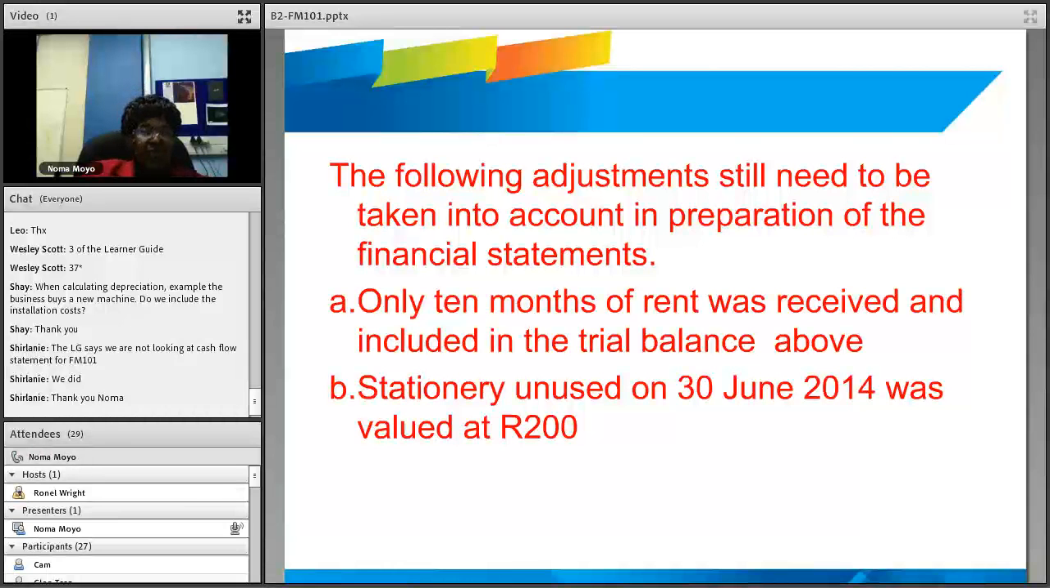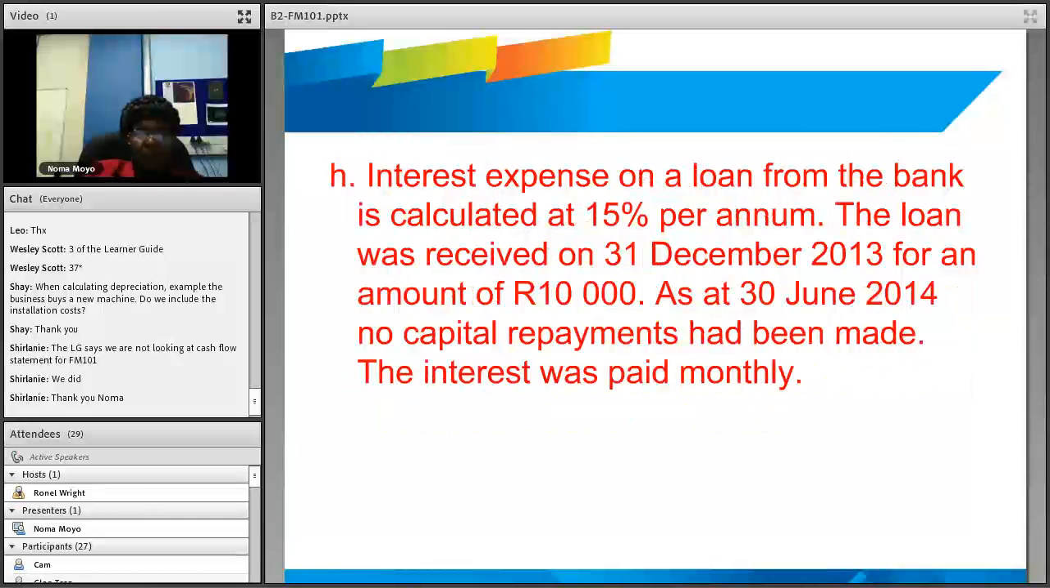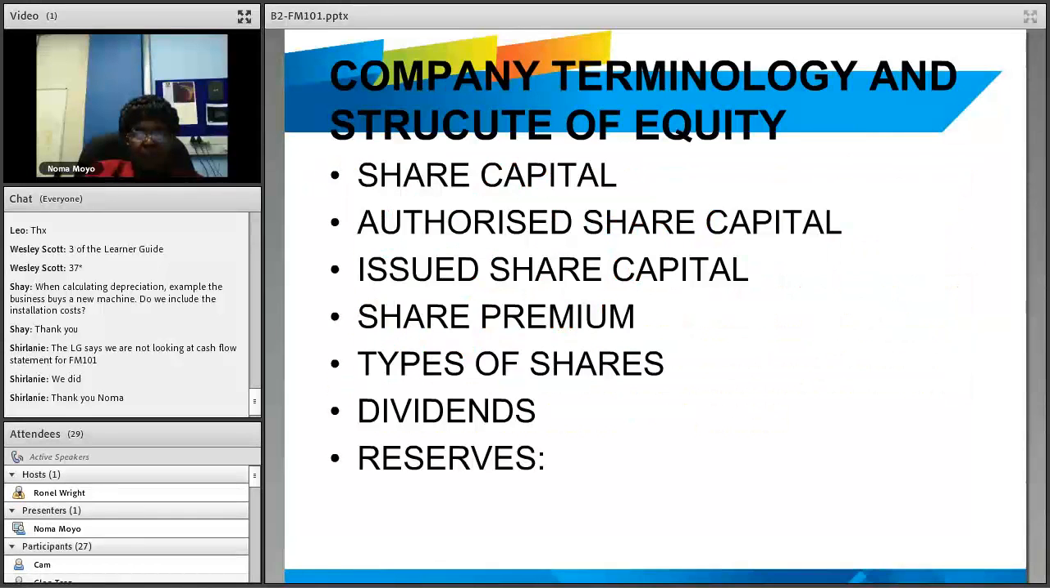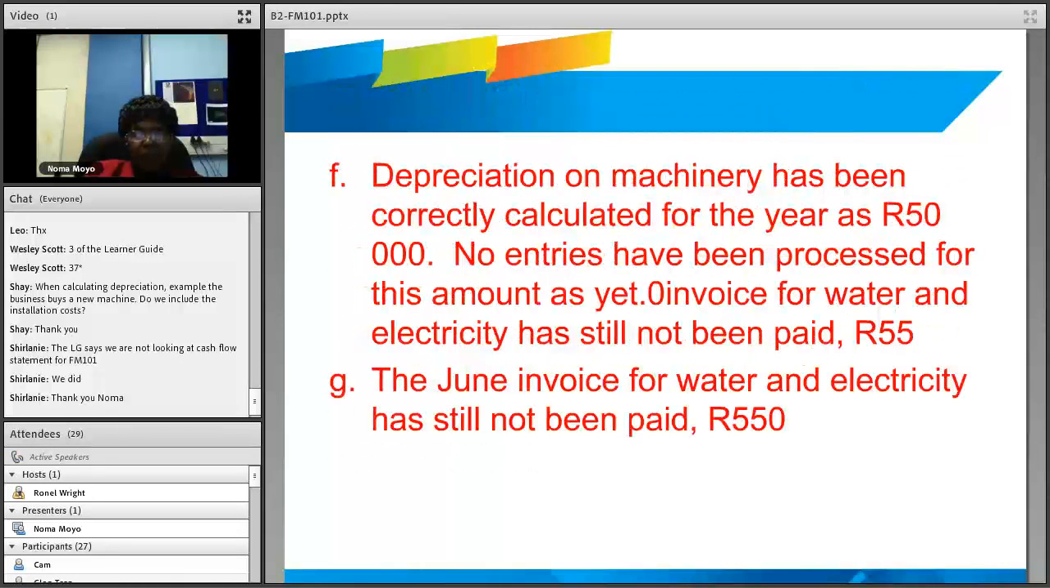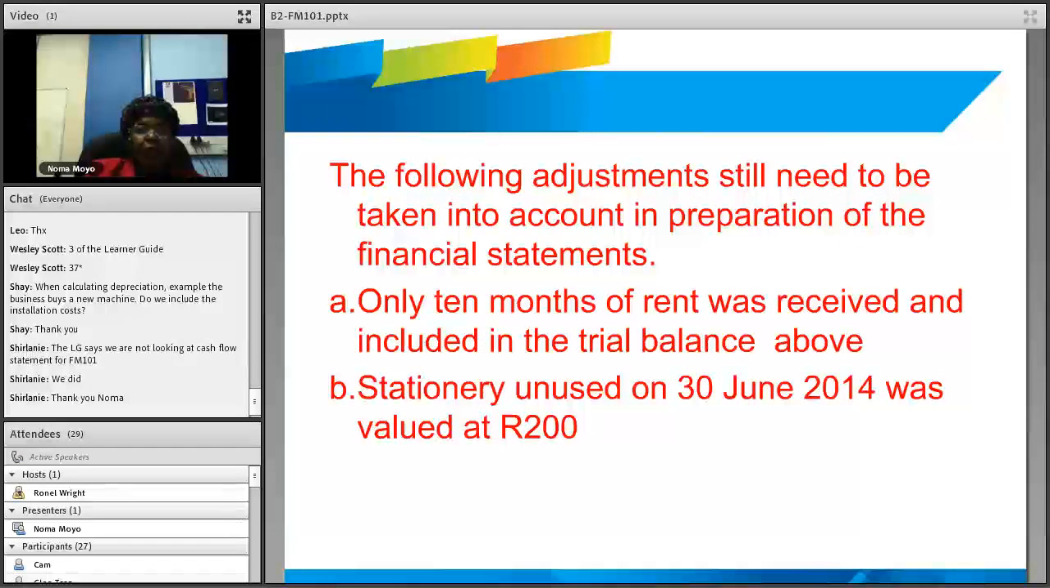Which means in our comprehensive income statement, on other income, we are going to show rent income 22,000 plus 4,400, meaning that our rent income should be 2,200 times 12, which is 26,400. I hope I'm loud and clear.